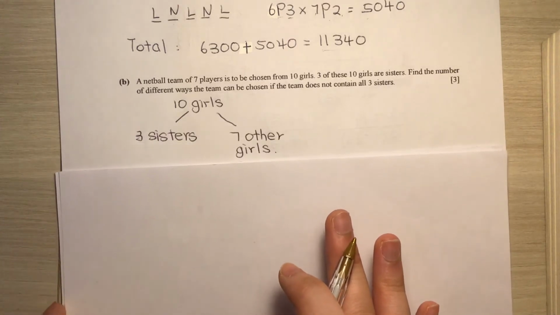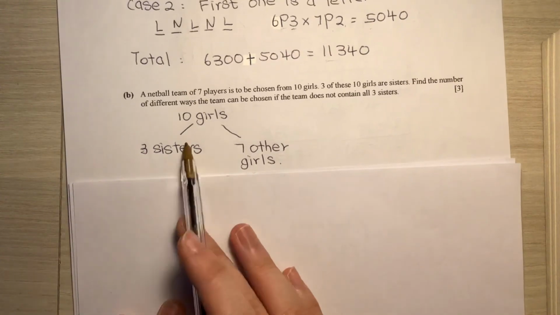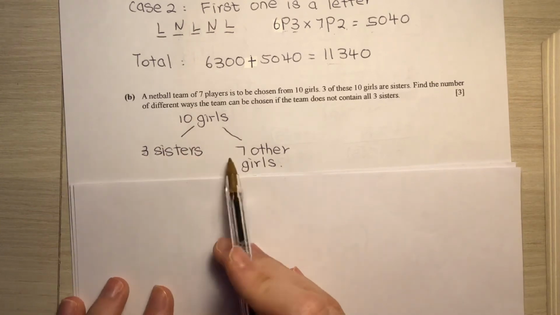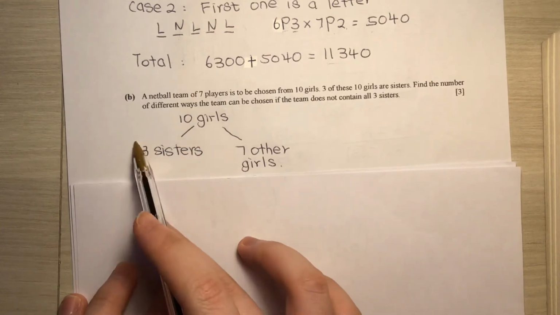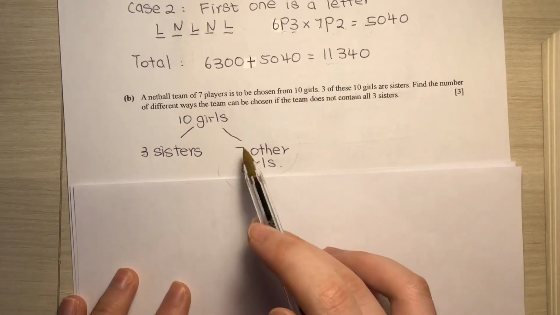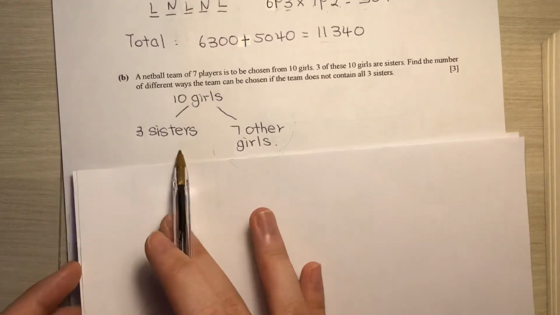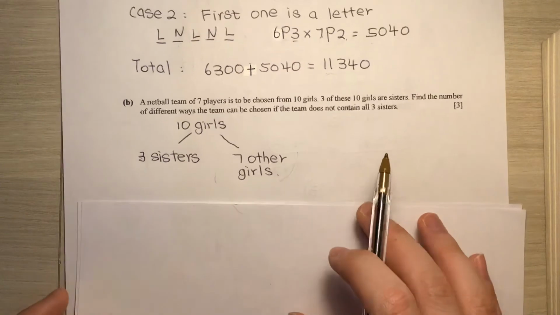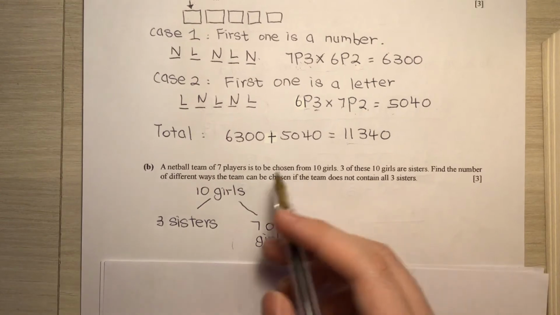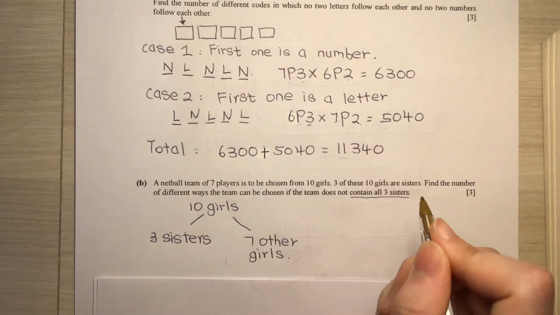So my way of approaching this question is, of course, I love to draw a branching diagram like this, so it's clearer to me that there are 3 sisters involved and 7 other girls, whom we don't have to classify into any specific groups. So all we have to watch out for is the 3 sisters over here. And another thing we have to watch out for is that we need to find the ways where the team does not contain all 3 sisters.